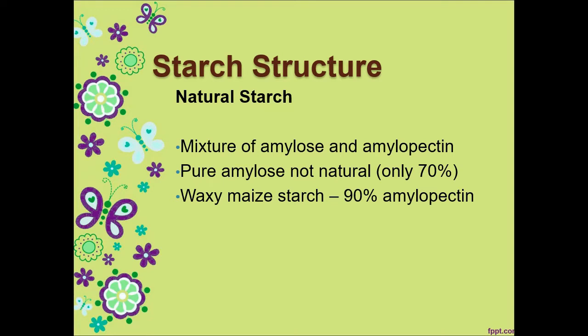Now, natural starch is a mixture of amylose and amylopectin, in which the ratio between the amylose and amylopectin in the plant differs depending on the species. For pure amylose, which is not a natural kind of plant, it will only constitute about 70% amylose composition. And for waxy maize starch, the composition is dominated by amylopectin, which is about 90%.